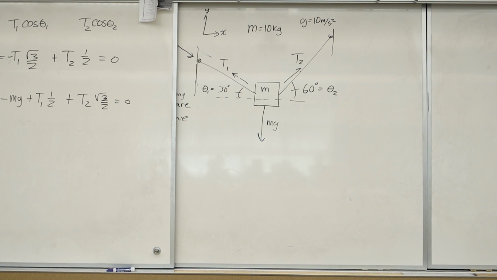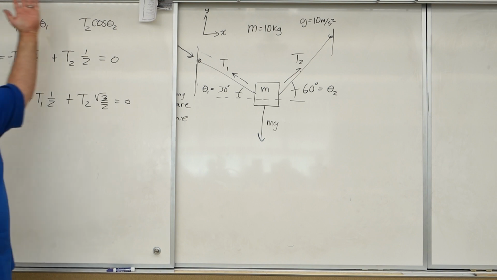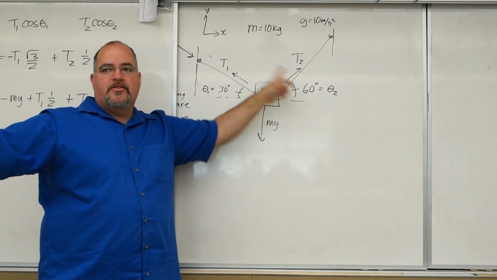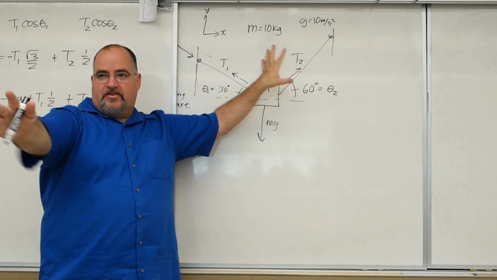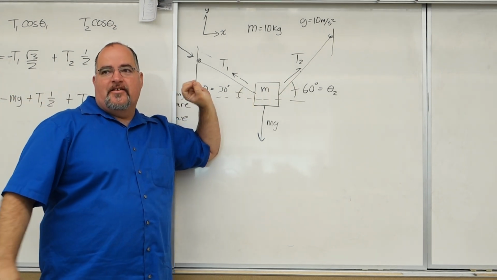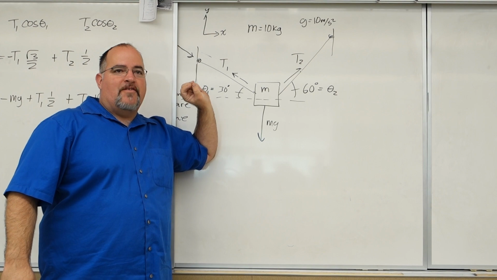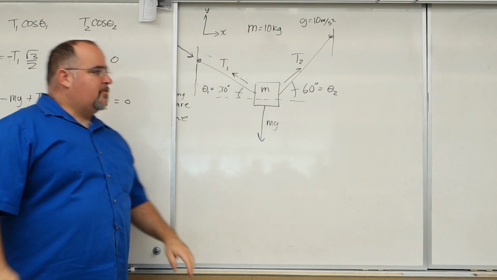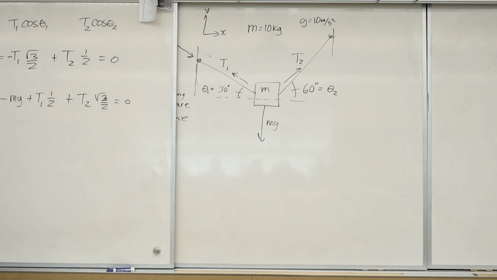T1 is still negative, or did it change to positive? They're both positive because they're both pointing up. The Y components are both pointing up for these tensions. Think about that. Convince yourself of that. Is everybody convinced that they're both positive? They're like goalposts. One might be higher than the other though.